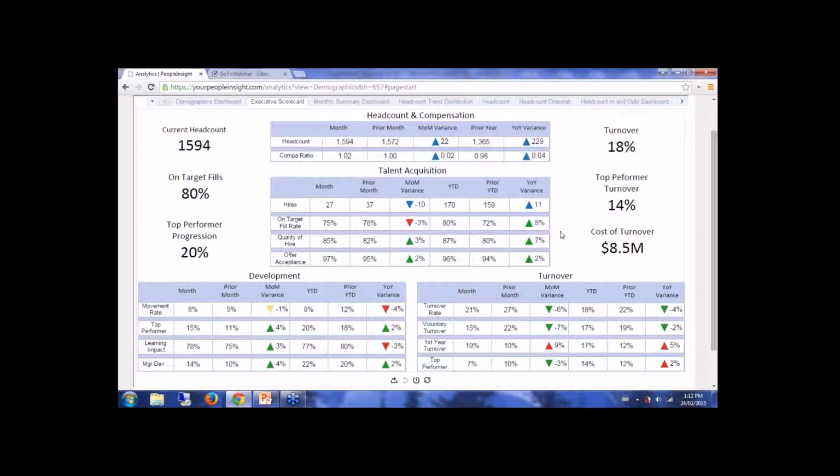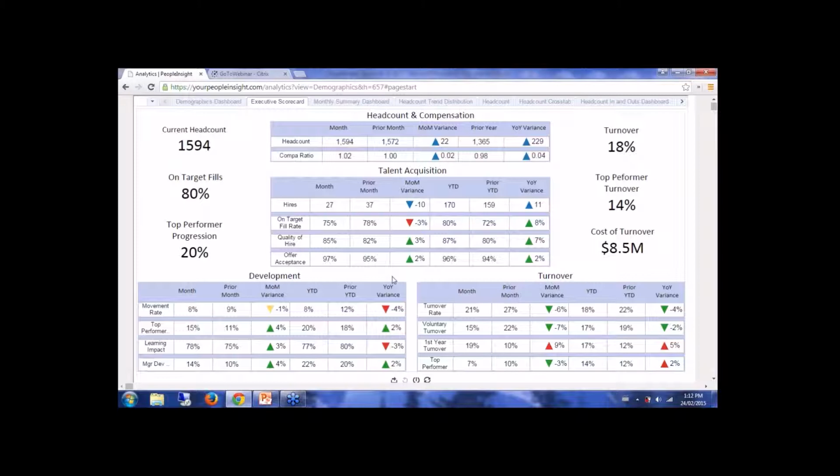We also have the ability within PeopleInsight to bring in data. We can set benchmarks, thresholds, external information, so that with a single glance at an executive level, they're able to see all their key metrics, how they're performing, where they're red, yellow, green, and be able to help inform decision-making moving forward.